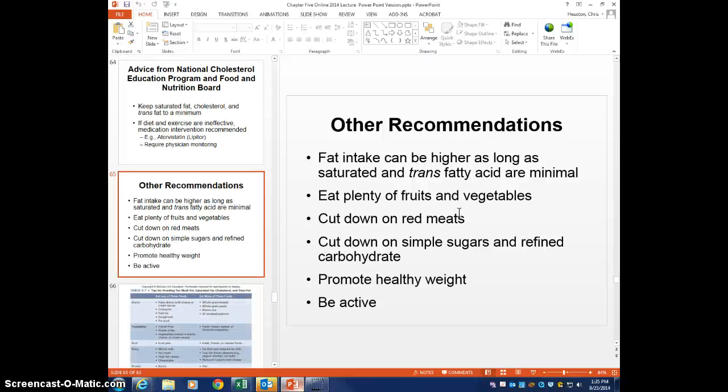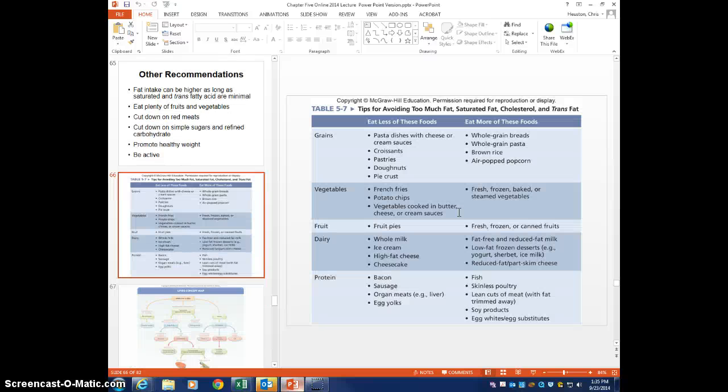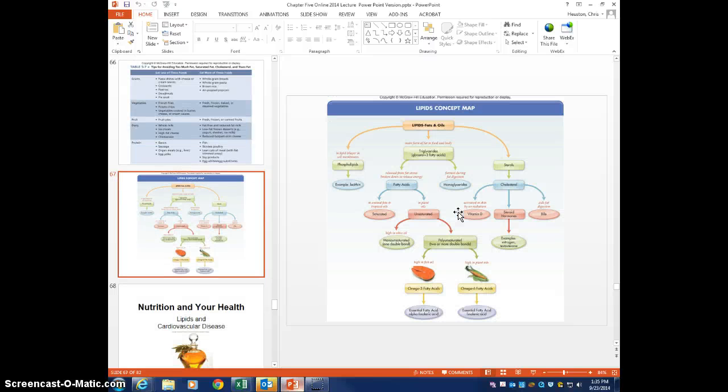Fat intake can be high as long as the saturated and the trans fats are minimal. That's really important. Obviously, eating plenty of fruits and vegetables is beneficial for all the phytochemicals, the fiber, the vitamins. Cut down on red meats, those are saturated fat. Cut down on simple sugars and refined carbs. All of these are really helpful components. This helps, gives you some tips for avoiding too much.